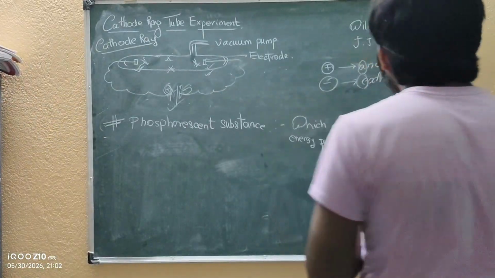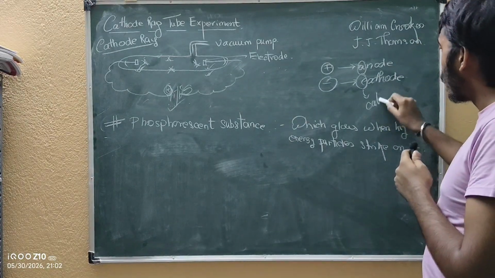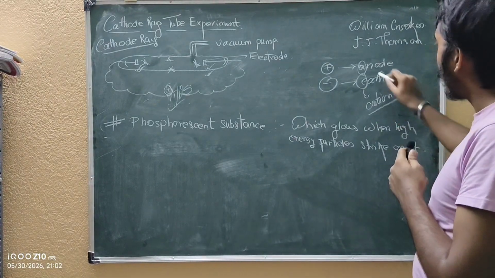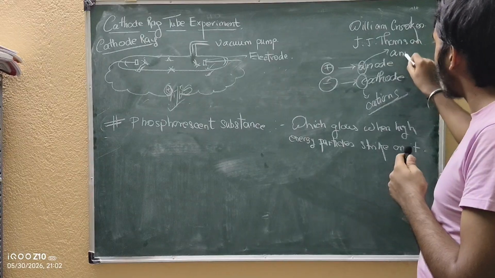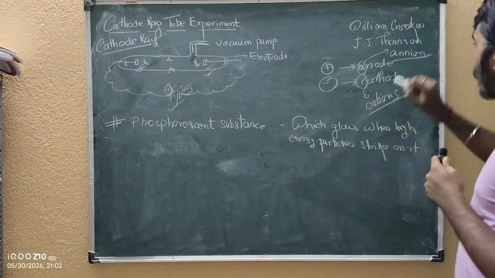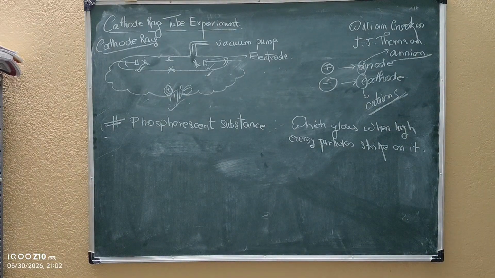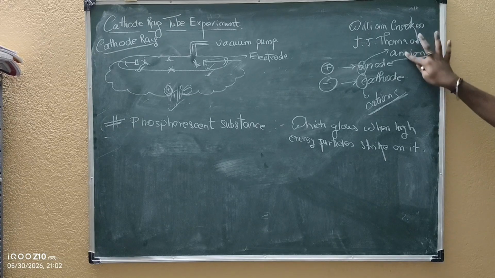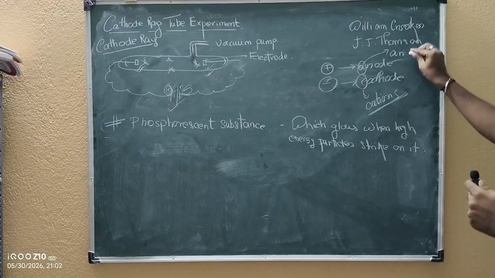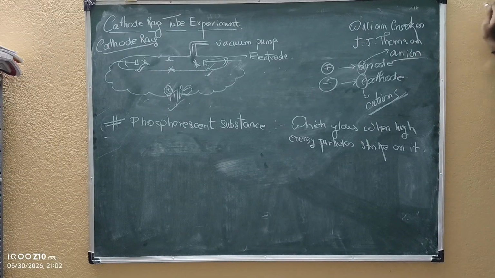Cation has C, so C will always go to C. And anion has A, so this will always go to the anode. Clear? Cation will always go towards the cathode, anion will always go towards the anode. This will be needed later on also. Don't think that I am speaking nonsense out here. This will be needed later on, so better to remember. So this is how you can remember.